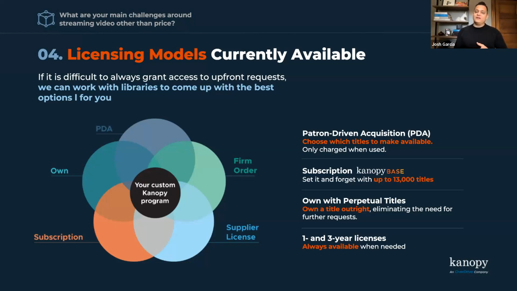And then you can always own with perpetual licenses. You can own a title outright, which definitely eliminates the need for any further requests for that title. Those are available, and you can talk to a rep about that. And then, of course, we always do offer titles in a 1 and a 3 year license. They're always available when you need them, and our sales team can help you facilitate that if you need that as well. It's an easy self-serve model, always ready for when you need it.